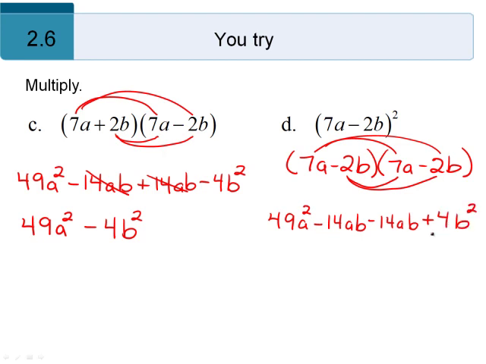Now, this is where a lot of people mess up. They say, oh, these 14s cancel. They don't. They're both negative. So the rule is you add and keep the sign. So the first thing we do is bring down 49a squared. Negative 14 and negative 14, we add and get negative 28ab, and then bring down plus 4b squared.